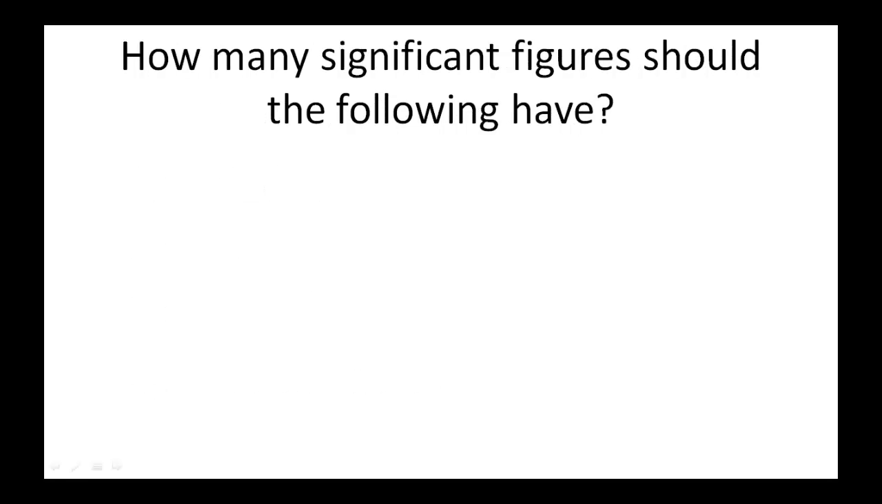How many significant figures should the following have? Again, don't get out the calculators yet. Look at what's being asked, not the result, but how many significant figures should the result have? Okay, so here's 3.24 times 5. You find the small significant figure, which is the 5, which is 1 digit. So your answer can only be 1 digit. You can't be more accurate than your least significant figure.